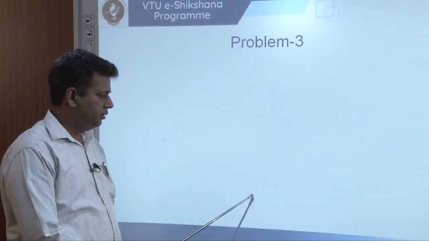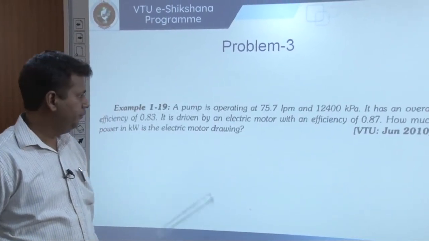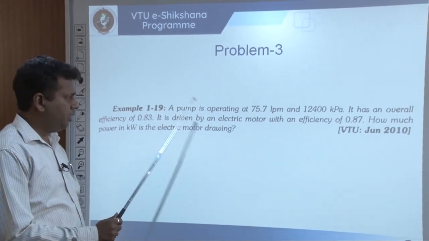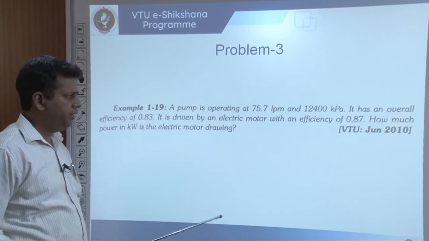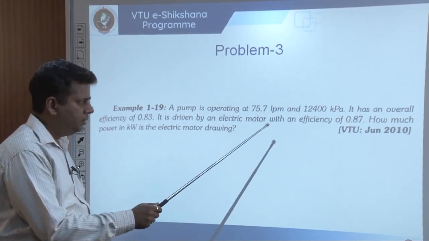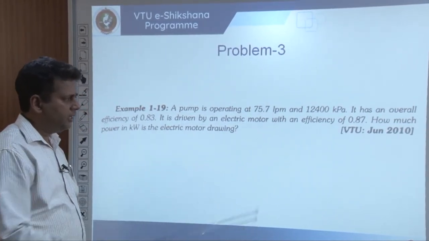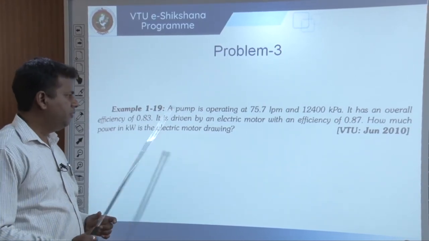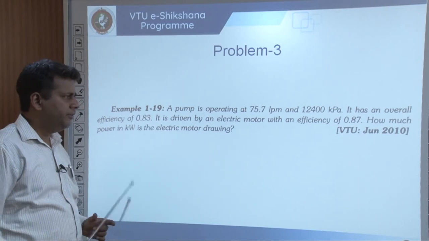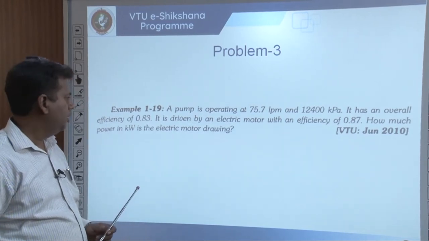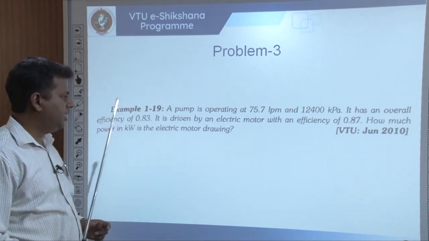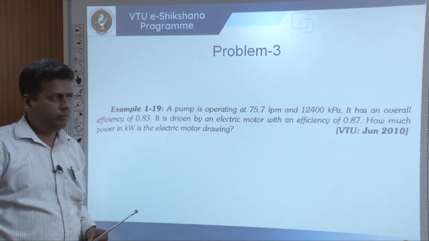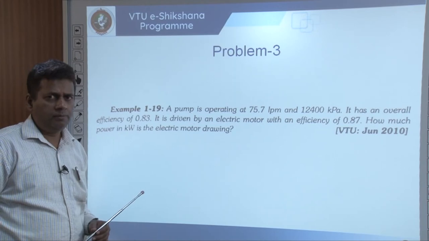Problem number 3 regarding pump efficiency. This is a peculiar problem. A pump is operating at 75.7 liters per minute and 12400 kilopascal. It has an overall efficiency of 0.83. It is driven by an electric motor with an efficiency of 0.87. How much power in kilowatt is the electric motor drawing? This is somewhat like an application problem. Let us solve this problem.